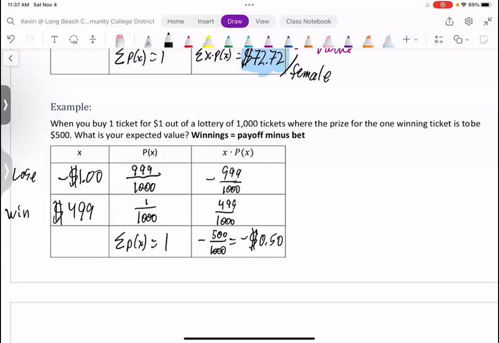And here is my expected value. Meaning most of the time I'm going to lose, and on rare occasion I'm going to win. So if I play this lottery maybe 100,000 times in a row, I'll win occasionally, but I'll mostly lose. So on average, we would say that we're down 50 cents overall is the expected value.